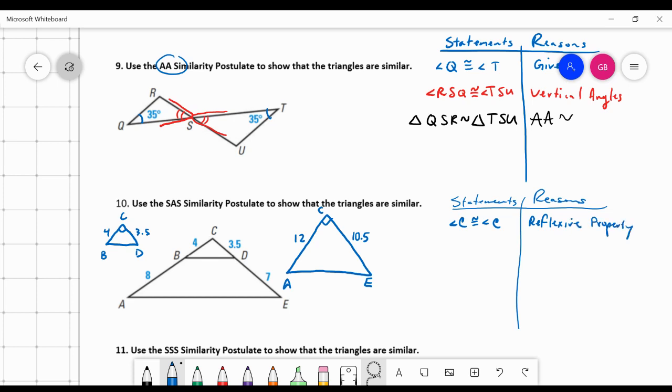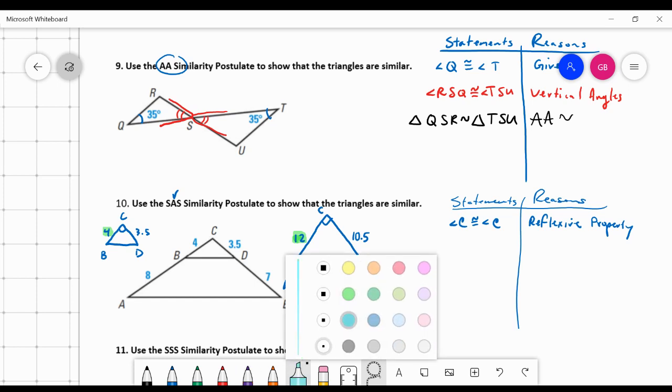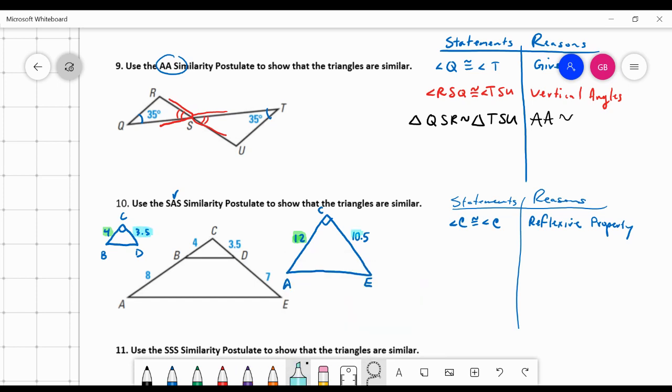Okay, so we have the angle part. Now we have to show that the sides that make those angles are proportional. Okay? So this 4 here corresponds to this 12. And this 3.5 corresponds to the 10.5. Okay? So let's go ahead and compare those.